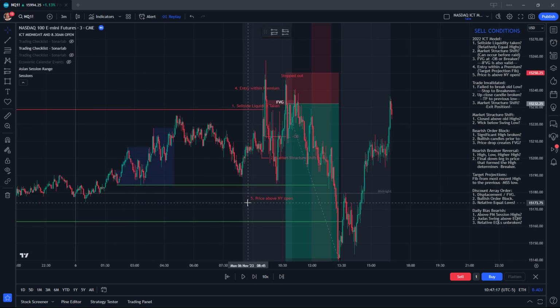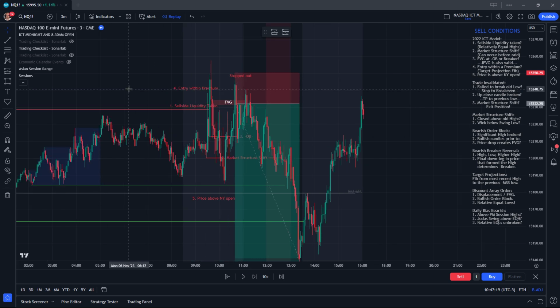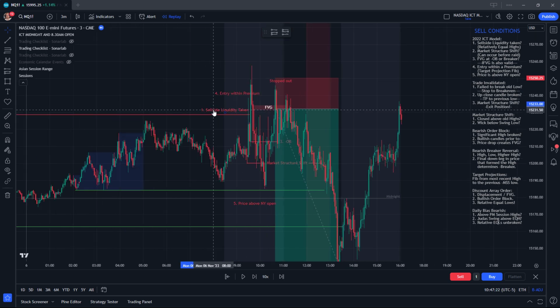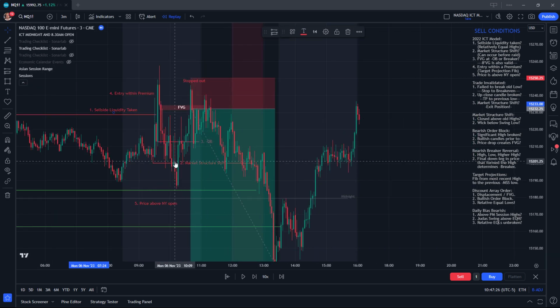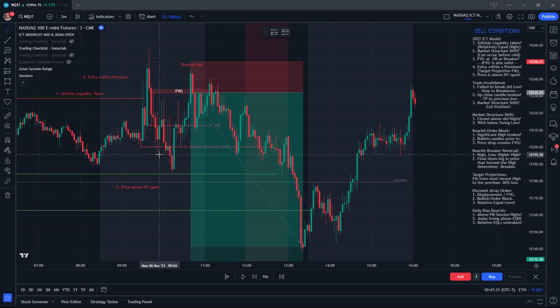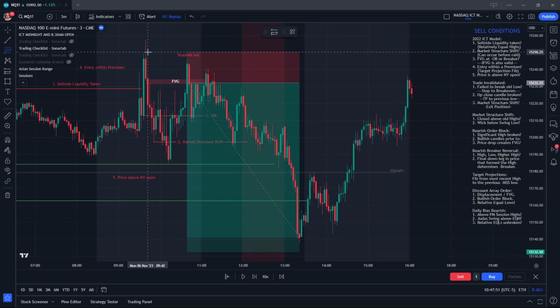First we had the sell side liquidity being taken, which was these equal highs. Then we had a market structure shift, which happened once price came below here. So I guess this here is the market structure shift. Then we had our bearish order block, and we had our fair value gap, within the candle that created this order block here. And it was also within a discount.